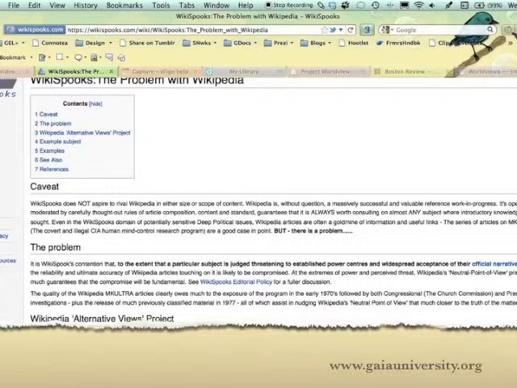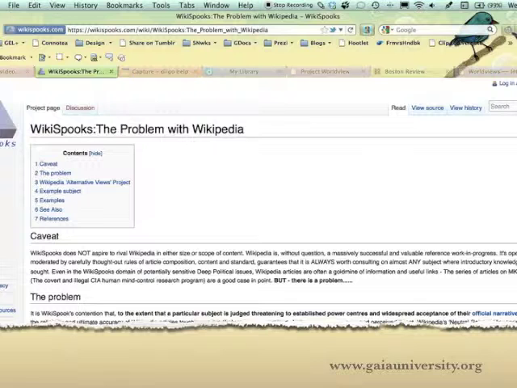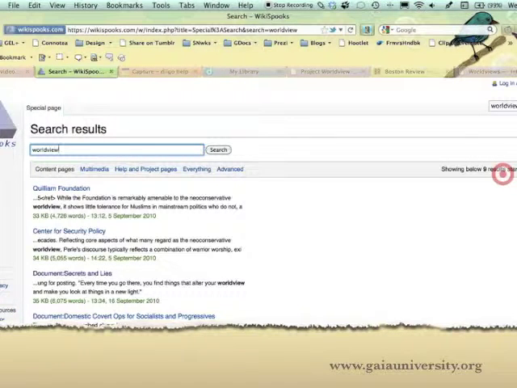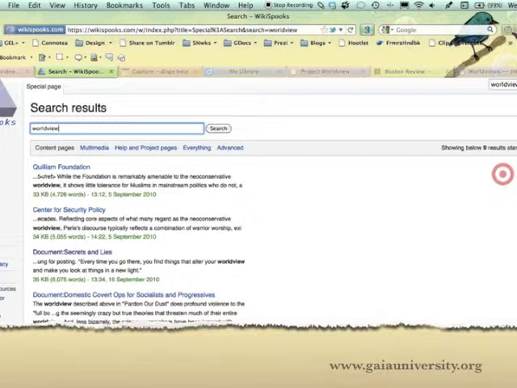Anyway, so the WkSpooks site is a useful place to know about, and you can put search terms in just as you can in Wikipedia. So you could look at world view, which is what we're currently focusing on, and do a search on that and see what it turns up. And here we go. There's a range of papers and entries, some of which look very interesting. Here's one that I would probably go and visit, Documents, Secrets and Lies.